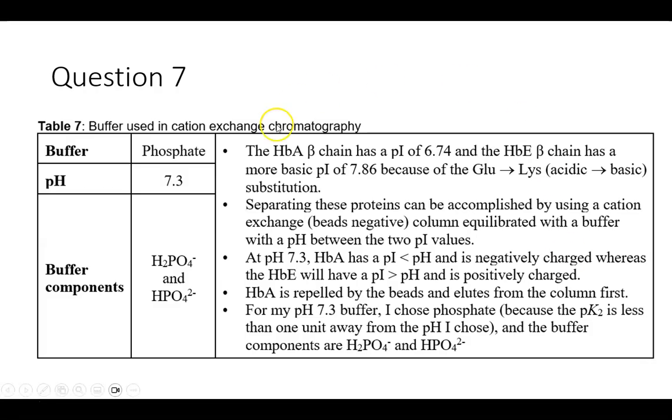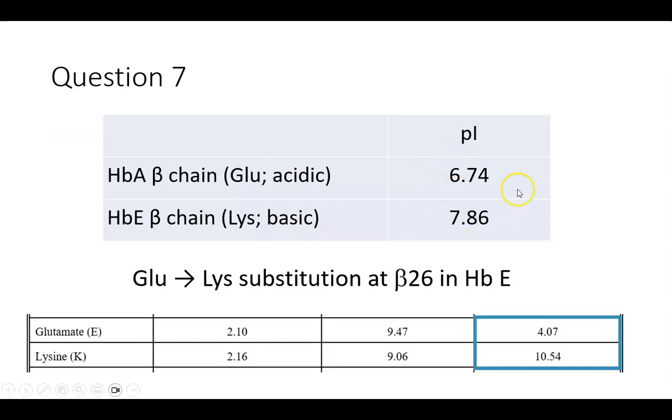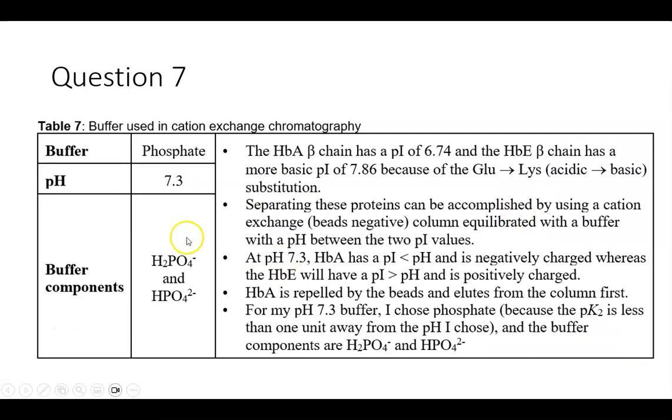Okay, so we have these two hemoglobins because the patient's mom is going to have one abnormal hemoglobin with abnormal beta chains and one normal. Given this, I chose a pH that was midway between these two. You didn't have to. As long as the pH was greater than 6.74 and less than 7.86, I counted it as correct. But it couldn't be less than 6.74, and it couldn't be greater than 7.86. I chose phosphate because that's easy.